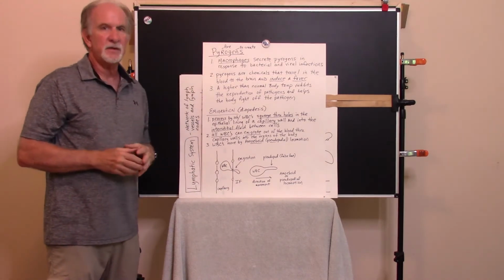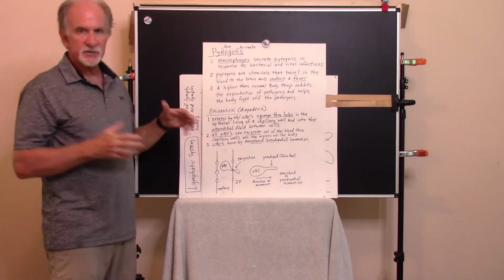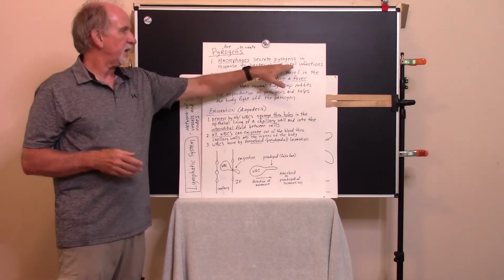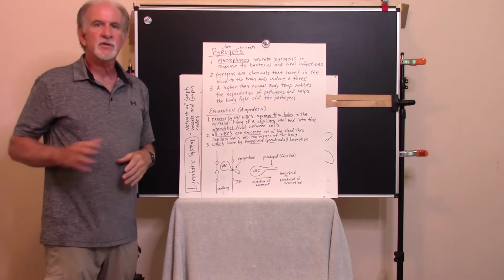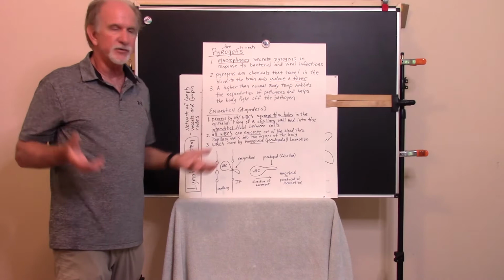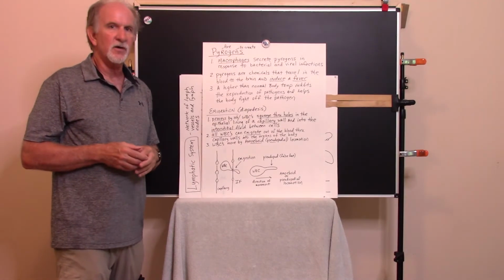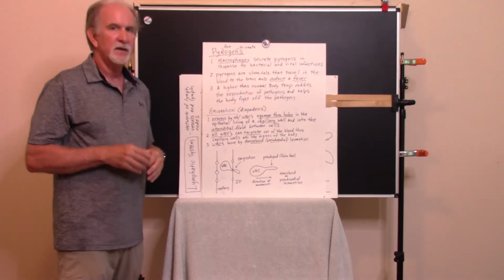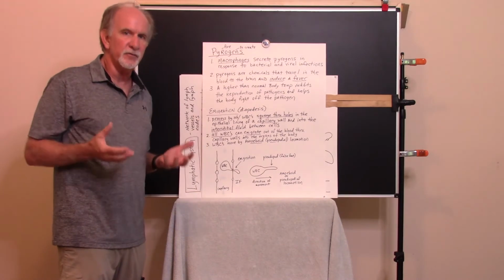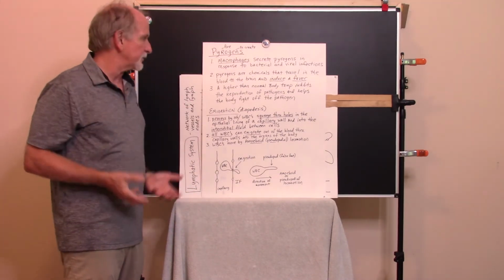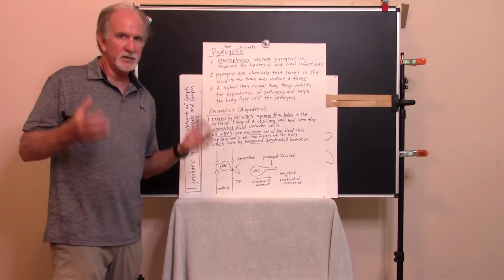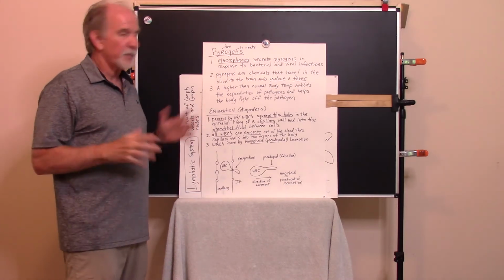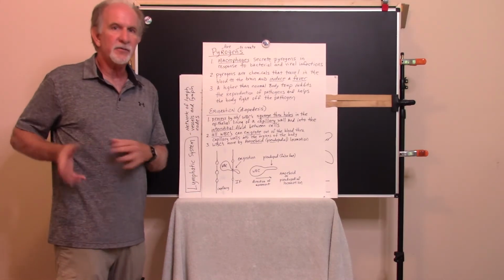Pyrogens. Pyro means fire, and gen means to create. So it turns out that macrophages secrete chemicals called pyrogens in response to a bacterial or a viral infection. The pyrogens are chemicals that are secreted from macrophages that travel by way of the blood to the brain and induce a fever or higher than normal body temperature. A higher than normal body temperature or a fever will inhibit the production of pathogens, and that helps the body fight off the pathogen.